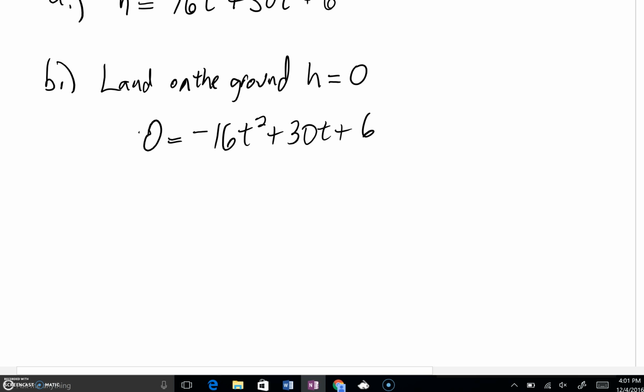Now, earlier on that first video, we learned how to solve a quadratic equation every single time, whether we'd be able to factor it, whether we'd be able to take square roots.